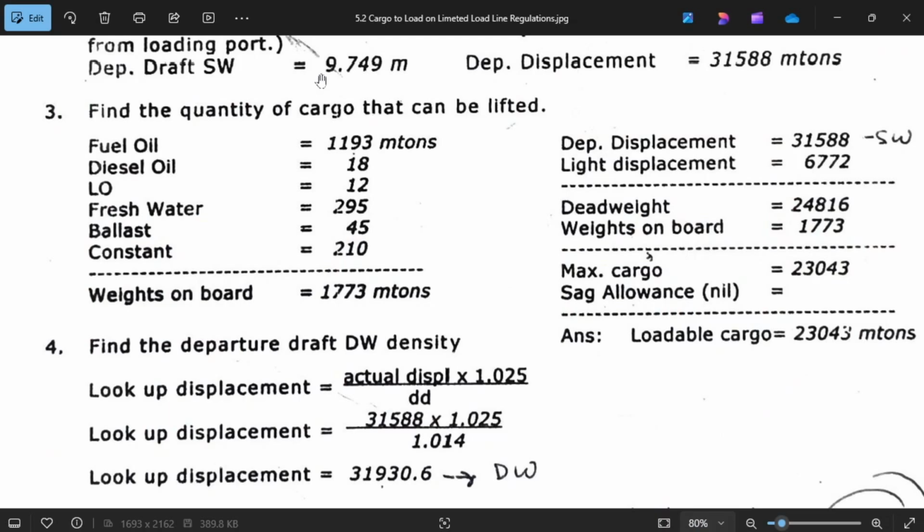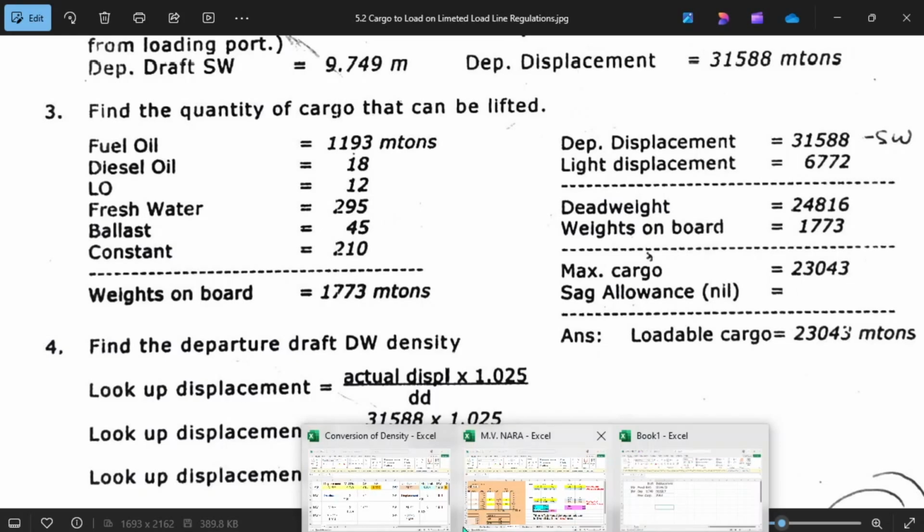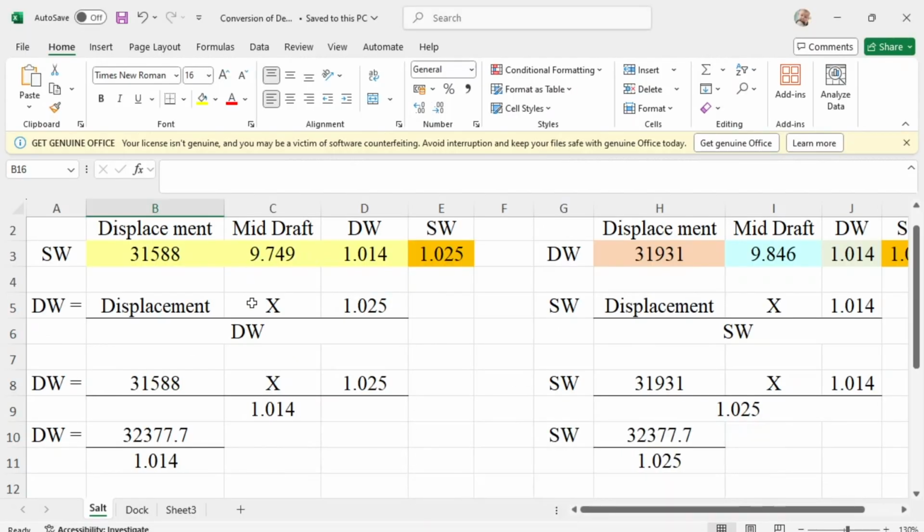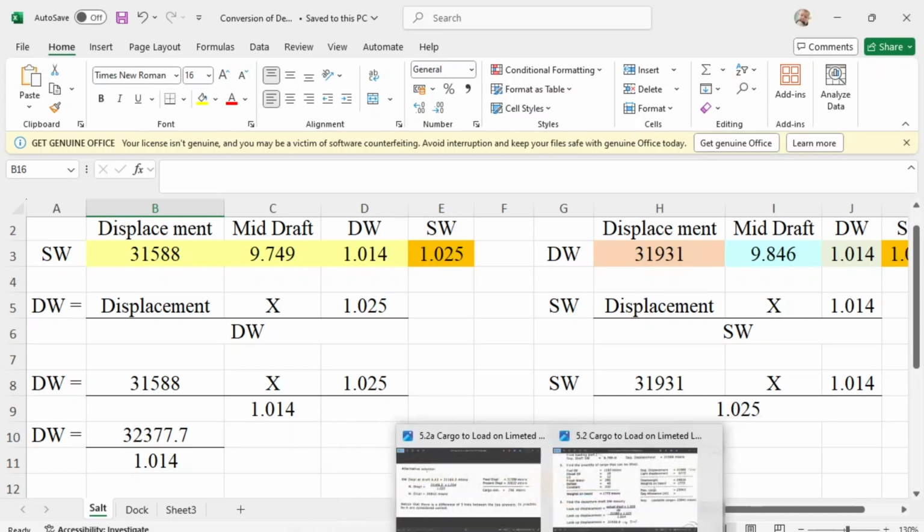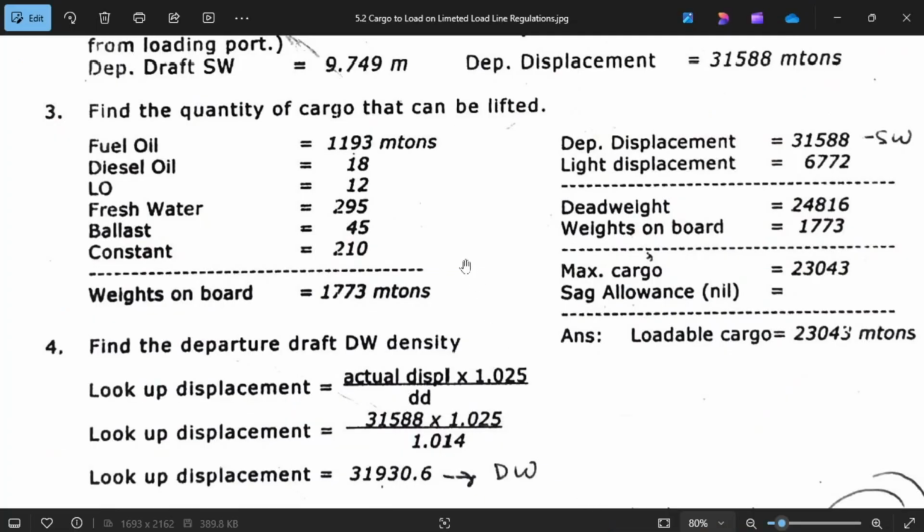The draft is 9.749. That is salt water. Okay, 9.749, and your local density is 1.014. This is your local density of 1.014.